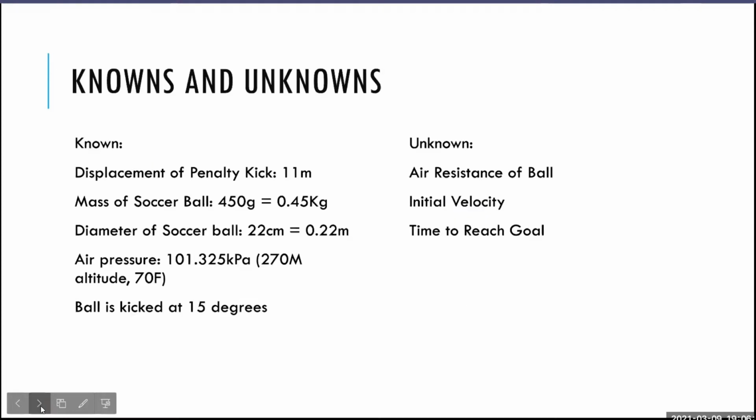Next slide. All right, so for the knowns and unknowns, what we know are the dimensions of the goal, which is 11 meters by 7 meters by 2 meters, the displacement of the penalty kick, the mass of the soccer ball, the diameter of the soccer ball, the air pressure at the 1,000-foot altitude with a 70-degree temperature, and also that the ball was kicked at 15 degrees. What we don't know and what we need to figure out is the air resistance of the ball, the initial velocity, and the time that it takes to reach the goal.